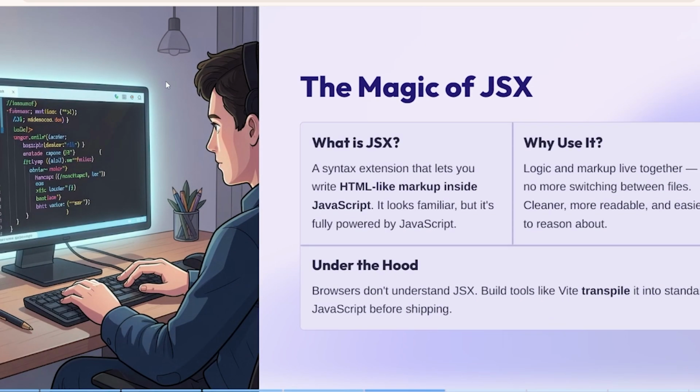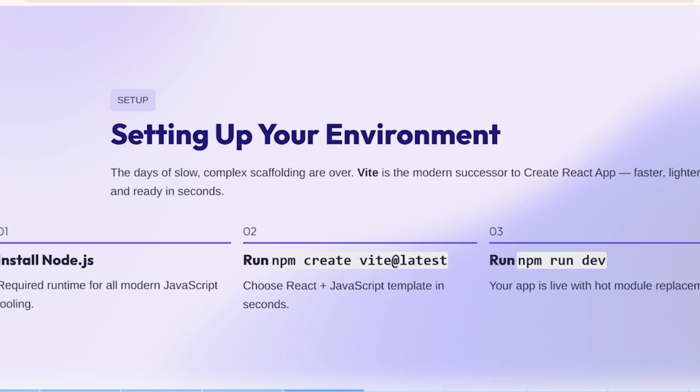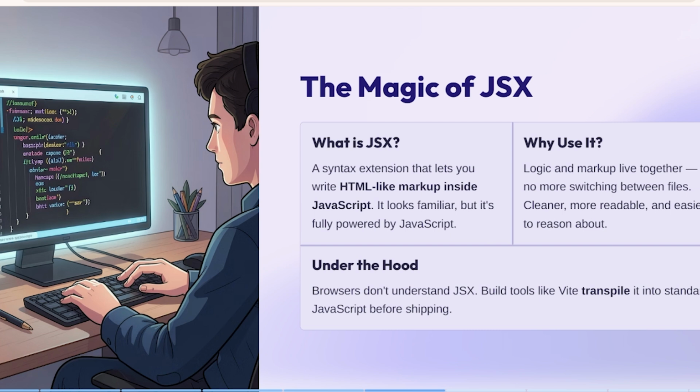If you forgot, you can note down these two commands, npm run and npm run dev. Okay, note it down. And then this is JSX. JSX allows us to write HTML inside JavaScript. It is a syntax extension that lets you write HTML-like markup inside JavaScript. It looks familiar, but it's fully powered JavaScript. It looks like HTML, but React converts it into JavaScript before running.